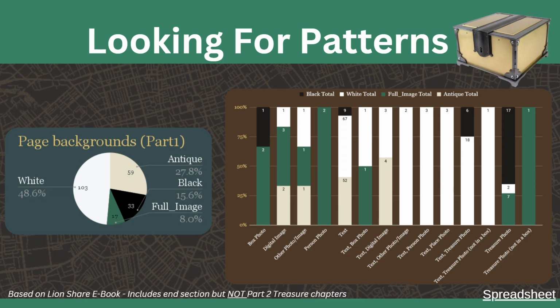Now, in this chart, I wanted to highlight that it's a 100% stacked chart, meaning that each category that I picked for it will go to 100%.